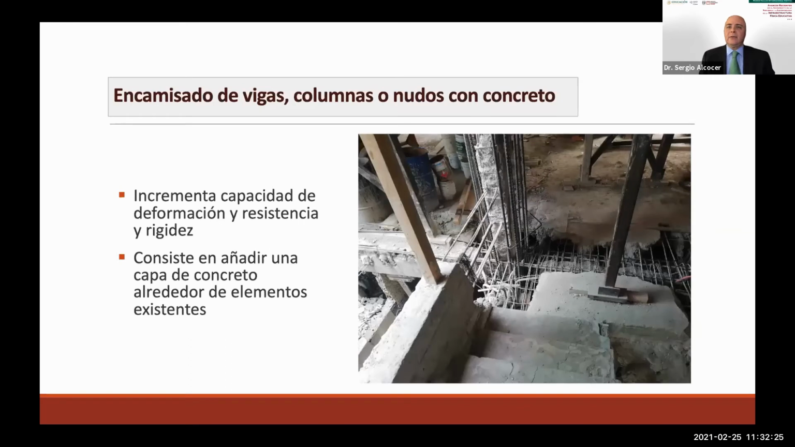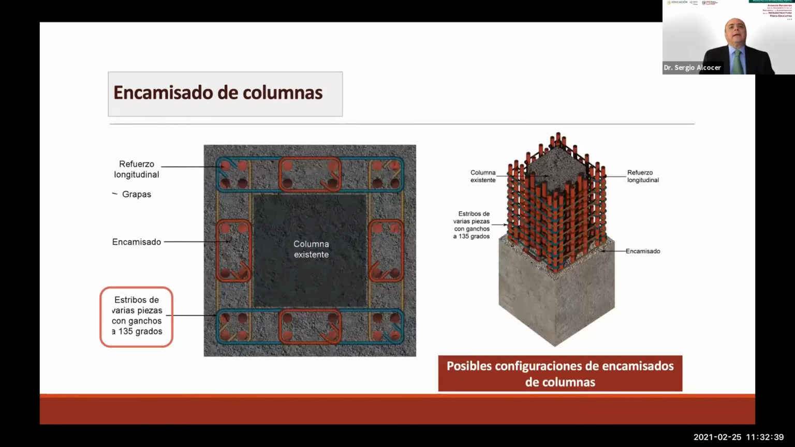And this is, for example, the jacketing of columns and concrete walls technique that increases rigidity, and it relates to adding a concrete layer to existing elements. The guide has drawings like the one you see here. We have used different colors to stress the longitudinal reinforcement, and you can see the jacketed column where we use closed braces, but also braces or supports of different pieces.